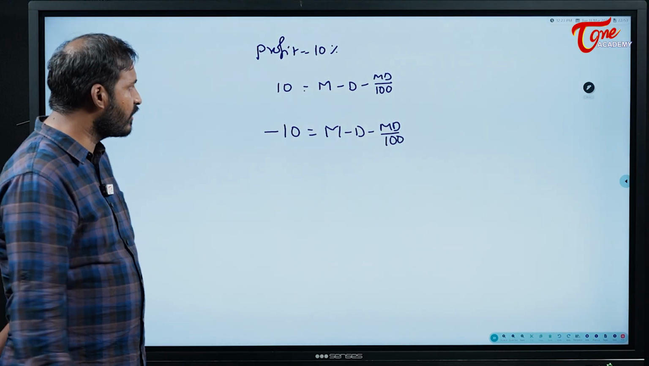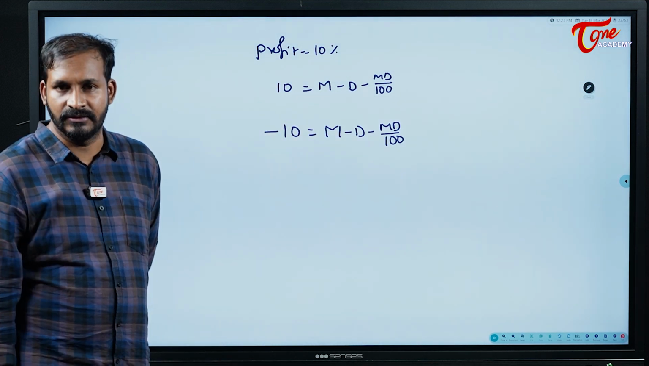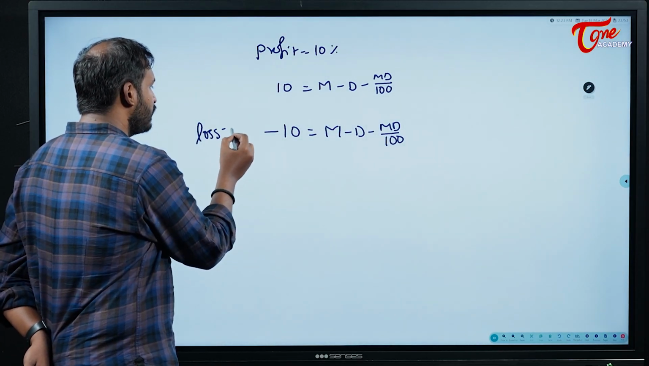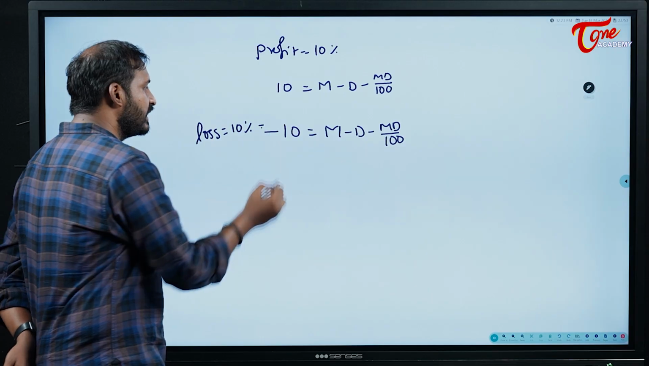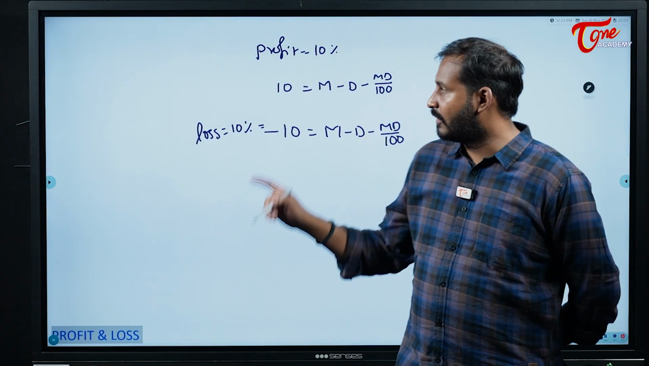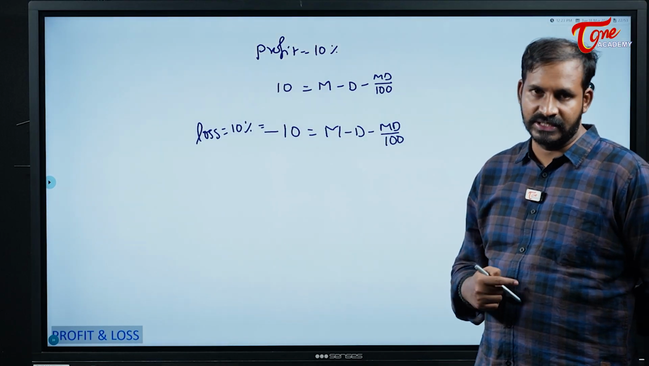So, if it is a profit, I will take a plus value here. If it is a loss, I will take a minus value here. Please try to understand the difference between these two things. Loss is equal to 10%, then I will take that as minus 10. Please observe carefully how we are going to substitute the values and how we are going to get the answers in this case.